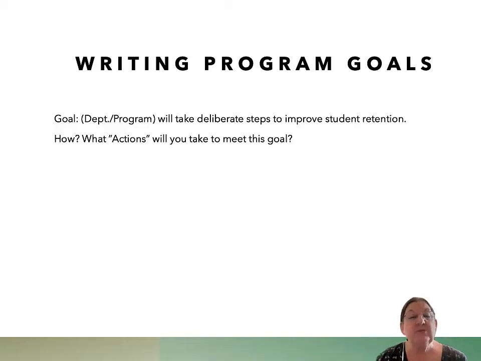This example is: your department or program will take deliberate steps to improve student retention. And this is a really important goal. Probably all the departments and programs within student services, within instruction, with instructional support, have some goal like this. You're going to take deliberate steps to improve student retention. I mean, this is one of our campus goals, to improve student success and retention. So how will we do that? What steps will we take to meet that goal?